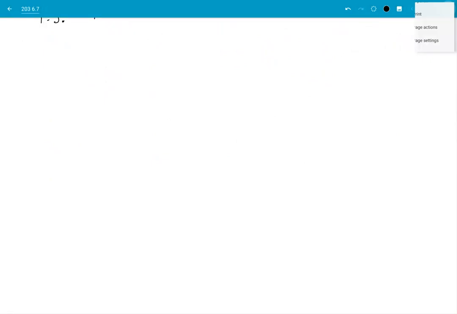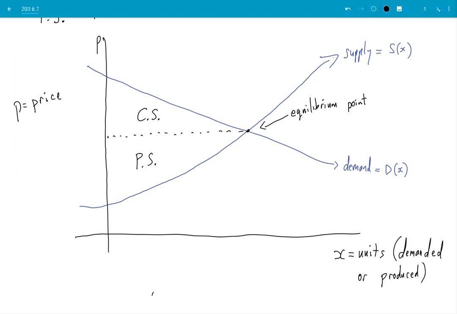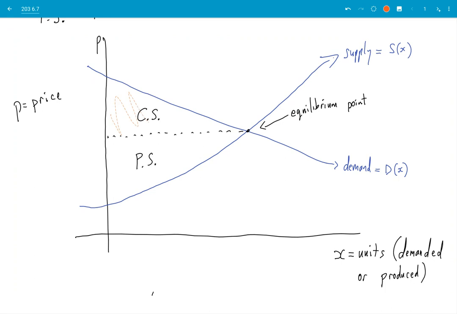So again, you don't have to do this. Don't write this down. I just want to talk about some theoretical stuff. So what is the consumer surplus? It's this area here. So we will find that area using an integral.